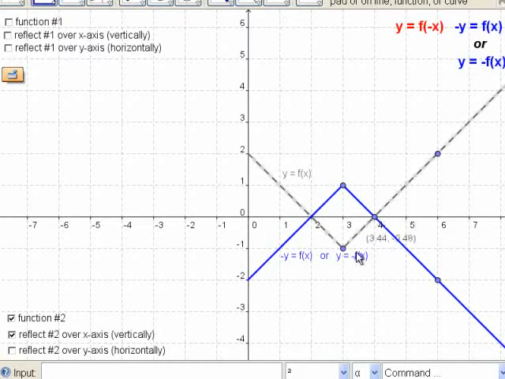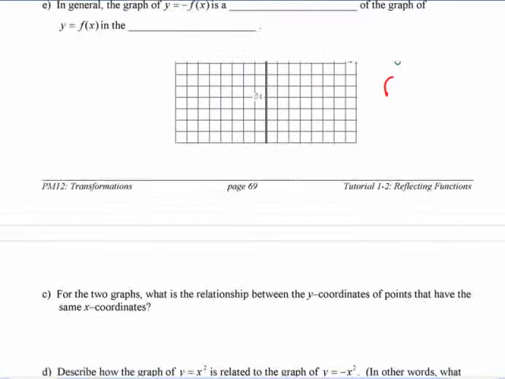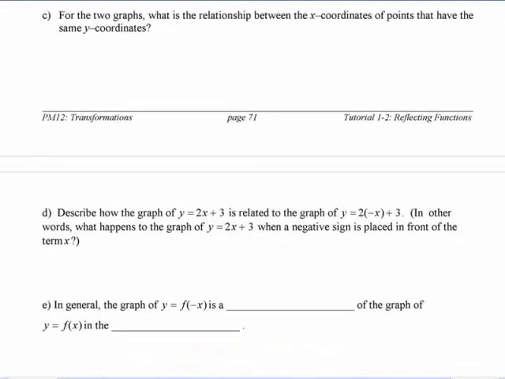Reflecting vertically over the x-axis, reflecting horizontally over the y-axis. And now we have to look at the third one. The third one is if you switch x and y. You may have done this before but not looked at it this way.